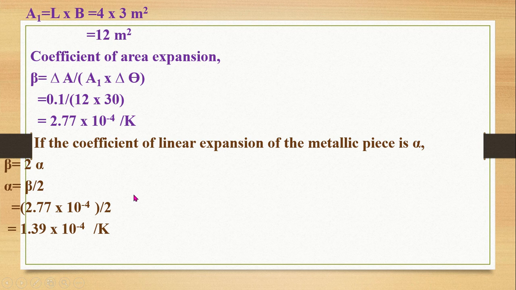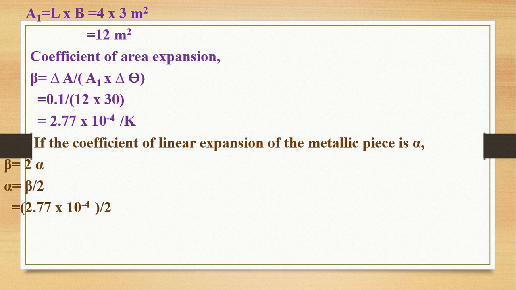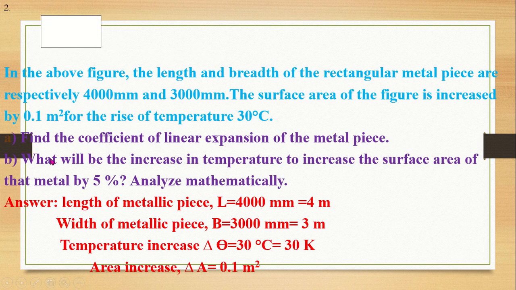So let's do B. B question was what? Again look at the B question. What will be the increase in temperature to increase the surface area of that metal by 5%? That means the increase in surface area by 5%. This 5% will be on the initial area. So what will be the increase in temperature? That means we have to find out the value of del theta, the increase in temperature.